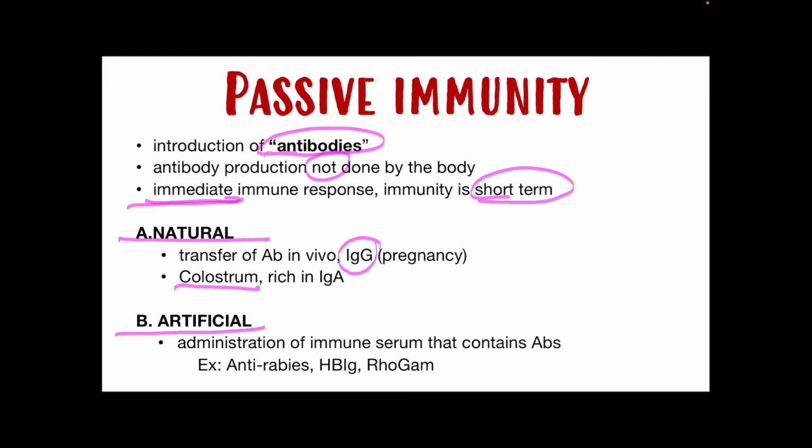Again, there is an administration of antibody. Just like in my example, if you are bitten by a dog, then immediately you will be given anti-rabies. So this contains antibodies. Also immunoglobulins against Hep B and also RhoGAM. This is an antibody given to mothers who are Rh negative. So that's an example of artificial passive immunity.